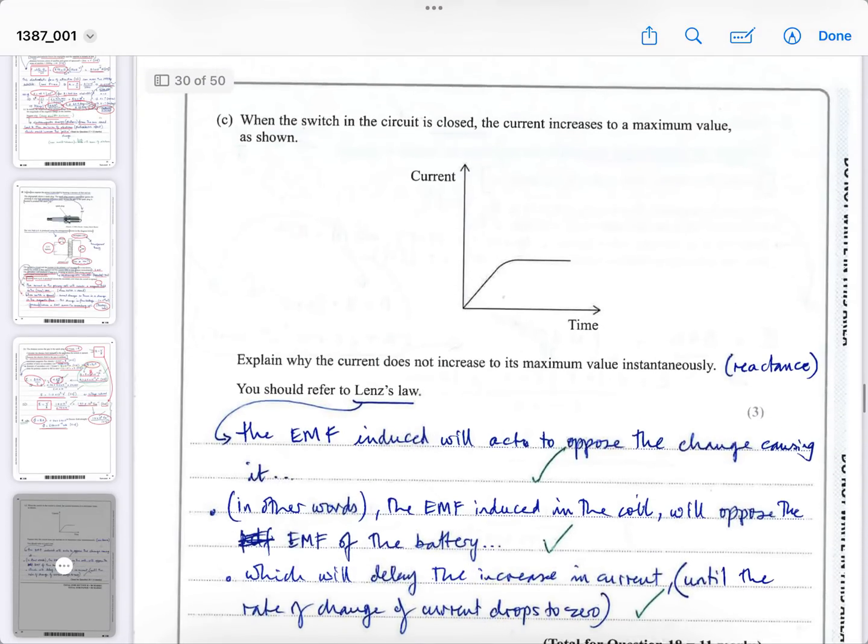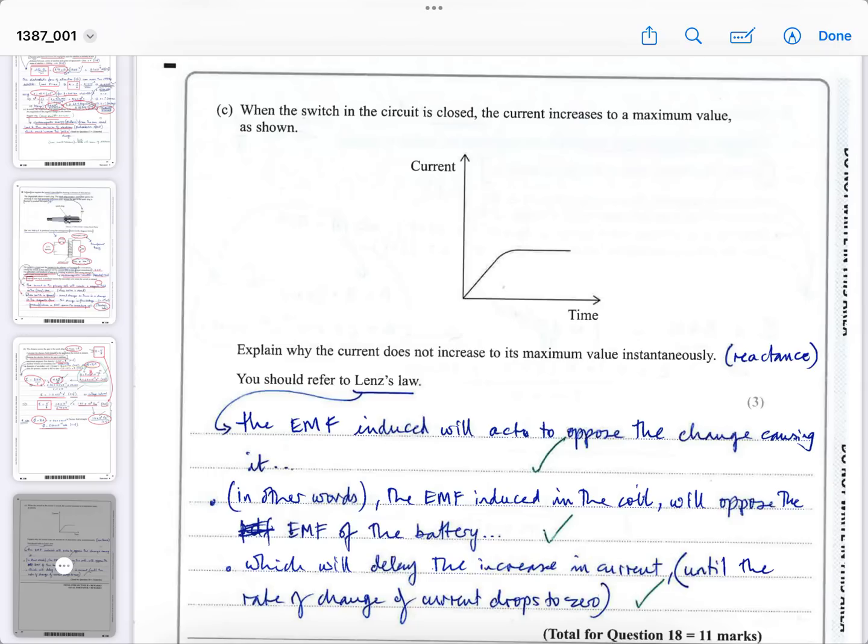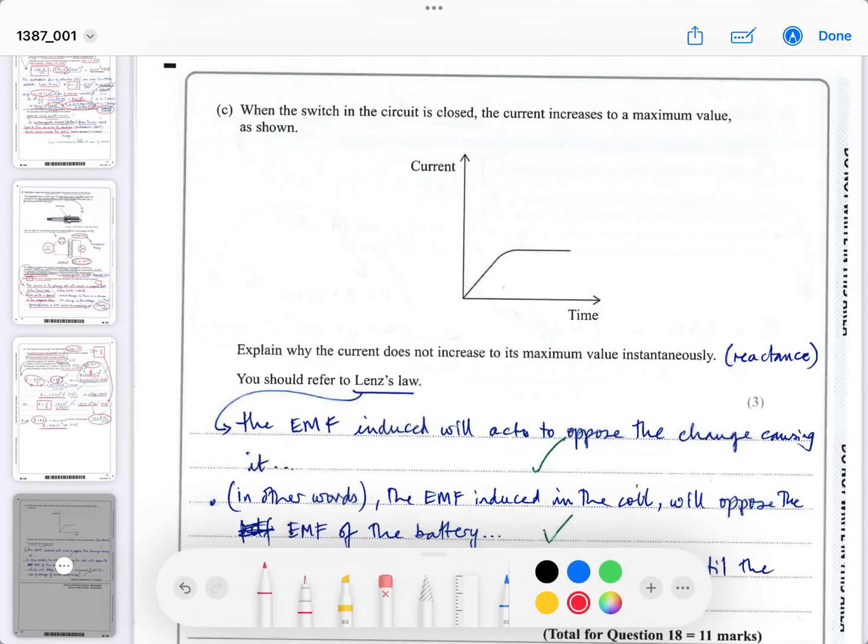Then it says when the switch in the circuit is closed, the current increases to a maximum value, but there's a delay. You can see that there's a delay, it doesn't reach the maximum value immediately. So explain why the current does not increase to its maximum value instantaneously. Well, that's due to the reactance of the coil. The coil is reacting to the change that is trying to create a magnetic field inside of it. So you should refer to Lenz's law.